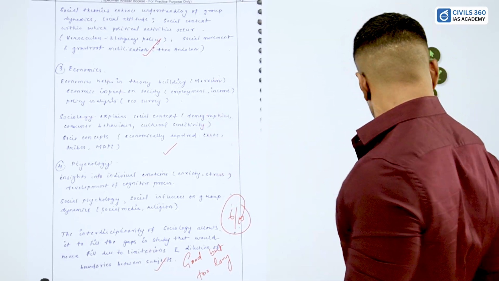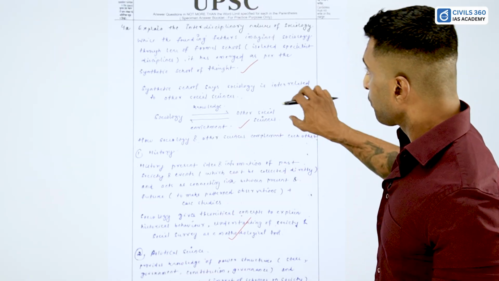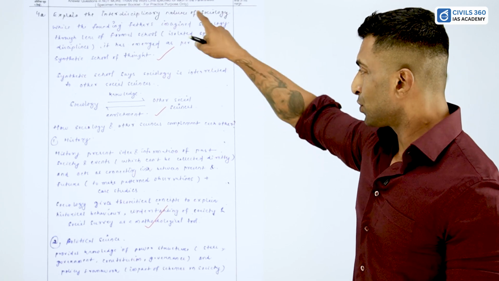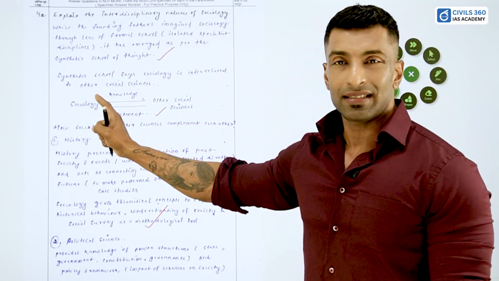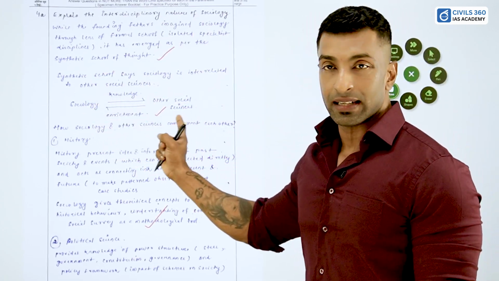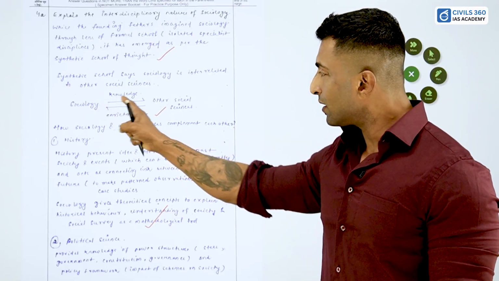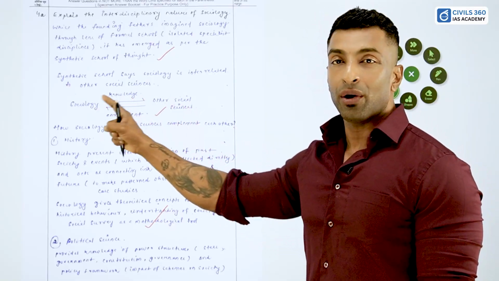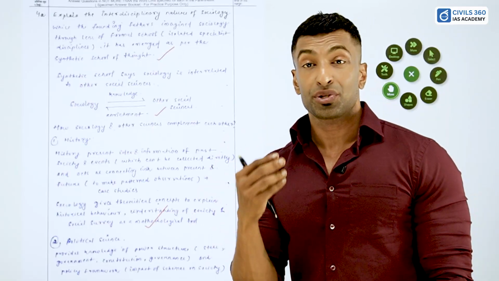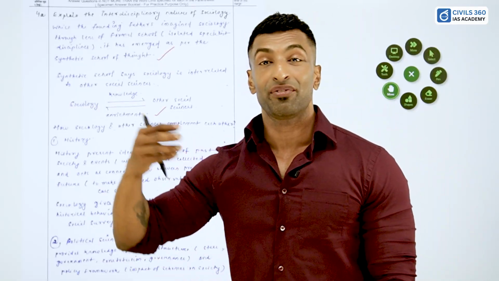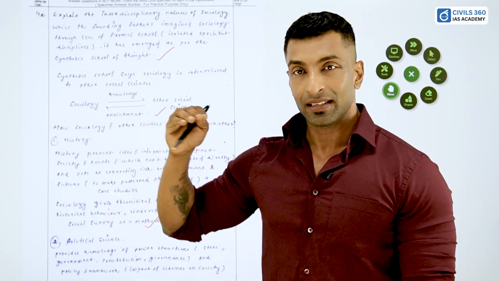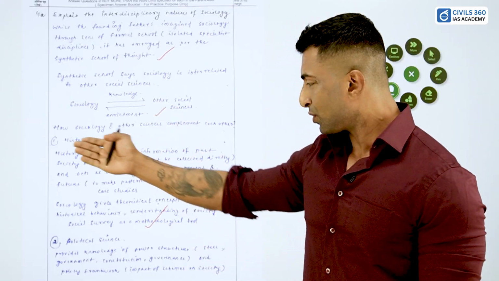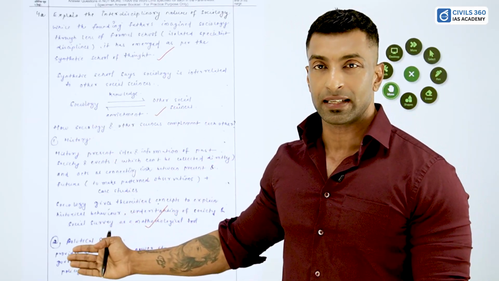Okay, I think this one: explain the interdisciplinary nature of sociology. So here, see, it's very simple: sociology and other social sciences. So very clearly, how sociological knowledge is enriching, how sociology is now permeating each and every other subject also, right? You can also talk about sociology with history, sociology with political science, right?